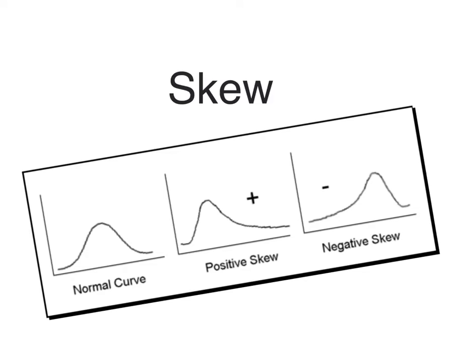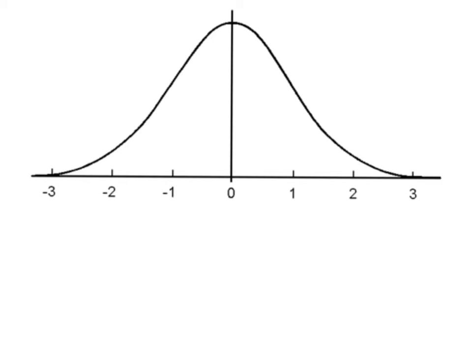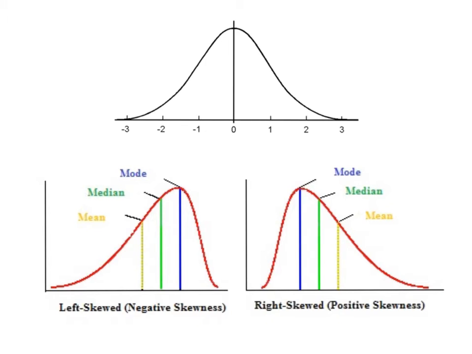What is skew and why does it matter? In the social sciences, many variables follow the normal curve. If you don't remember what that is, please review that video first. But sometimes a variable follows a curve that approximates or is mostly normal, but there are some very high or very low values that pull the mean in the direction of those values.